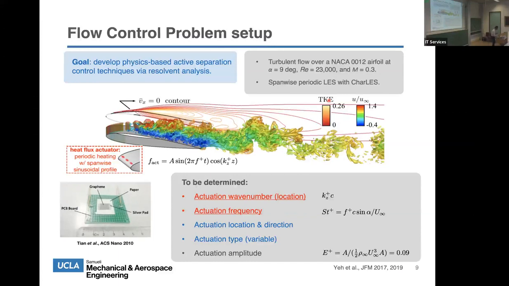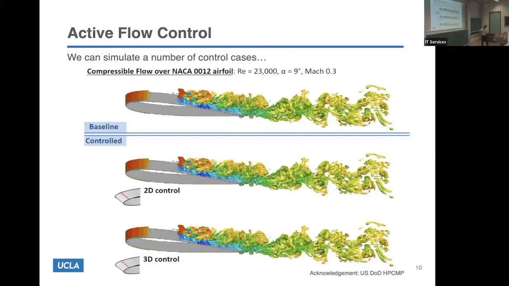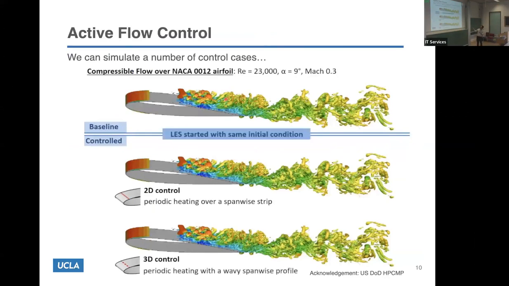All right. So all these things. Now, here's the baseline flow at the top, and here's the controlled flow. And this is a movie of the turbulent flow field. If it plays, oh, here it is. Okay, this is what happens.